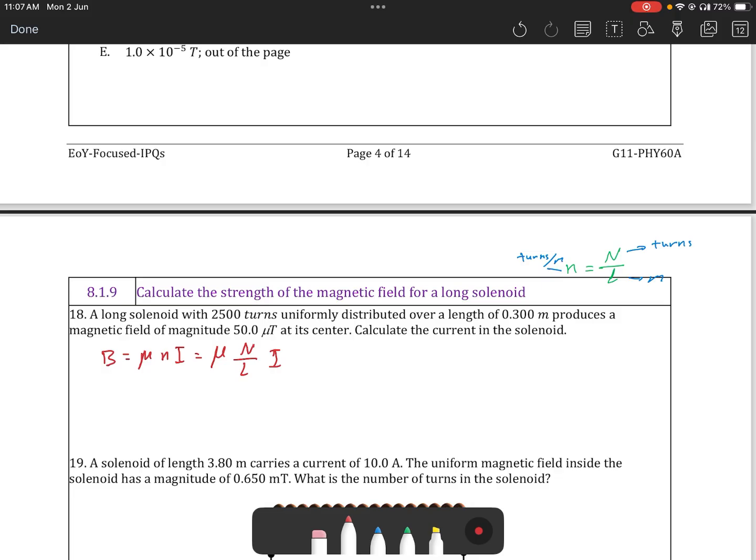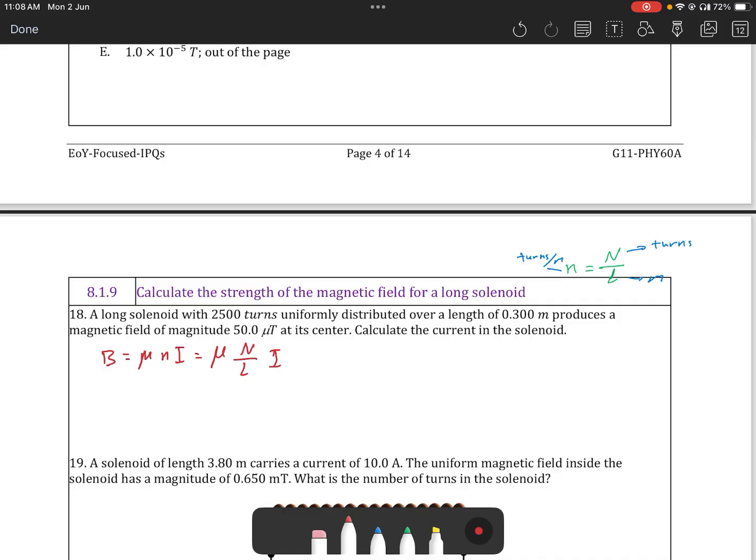If we have turns per meter, we will use mu times n small times I. If we have N capital turns, and we have the length like this situation, we will use this formula, because this is the one that will help us find the answer.